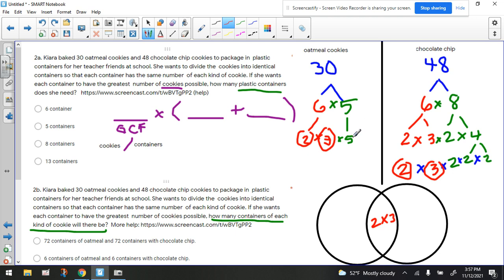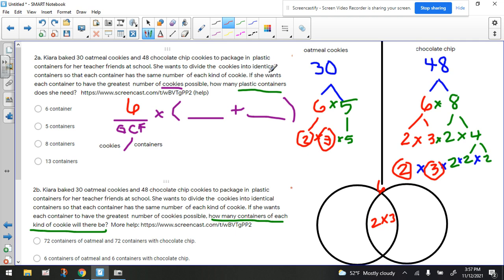So if we are interested in the LCM, by the way, we'd put this number over here, we'd put these 3 numbers over here, and we'd multiply all the numbers, but we're just interested in the GCF. So the GCF is, in fact, 6. The product of 2 times 3 is 6. So that's the GCF. So that's how many cookies per container. Now, is that what they want for part A?